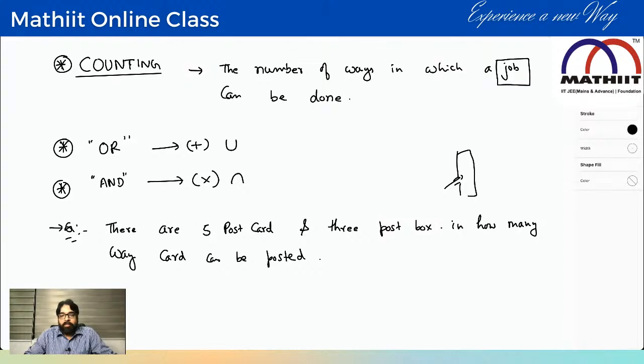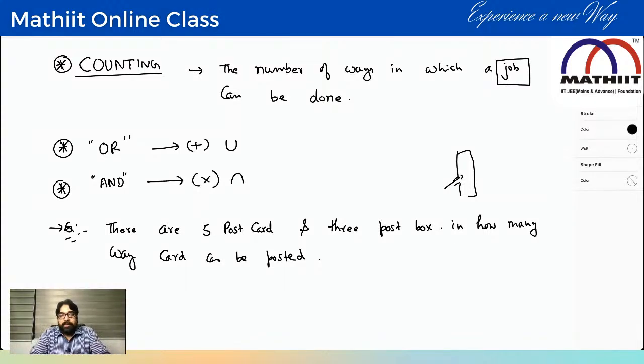Let me see how many people are giving the correct answers. Quickly, everybody. Is the question clear to everyone? There are 5 postcards, 5 letters, whatever you want to say. I want to post them in the 3 post boxes. In how many ways can it be posted? Forget about permutation and combination. Do not try to use any permutation or combination. Use common sense. Mathematics is pure common sense.